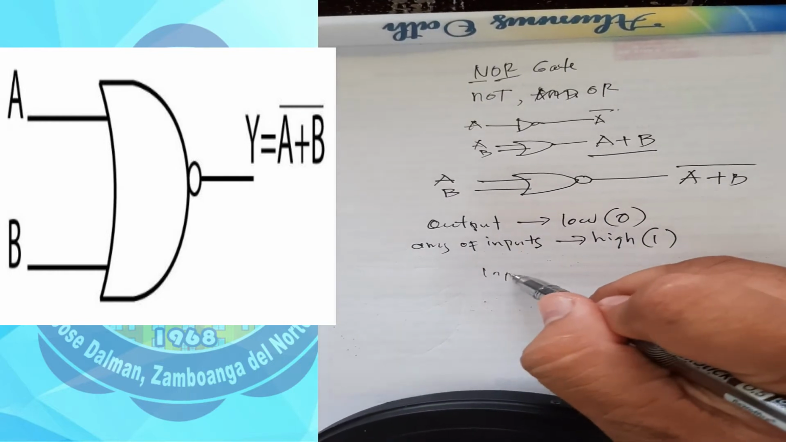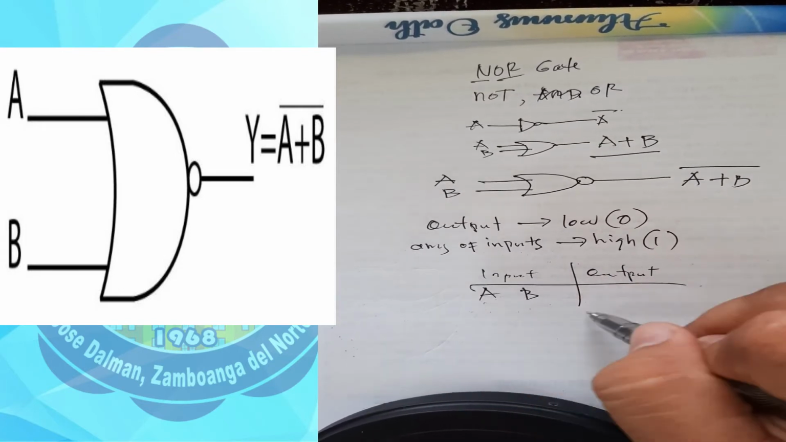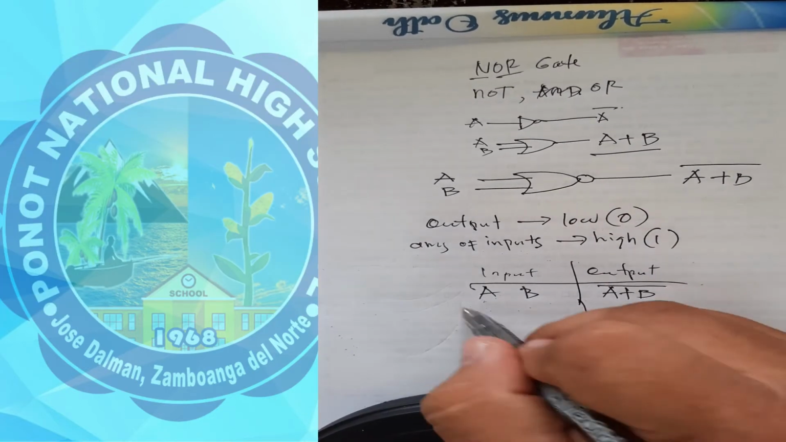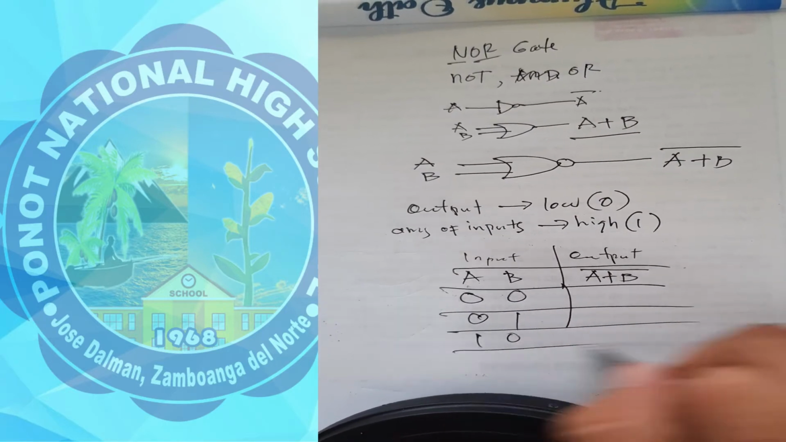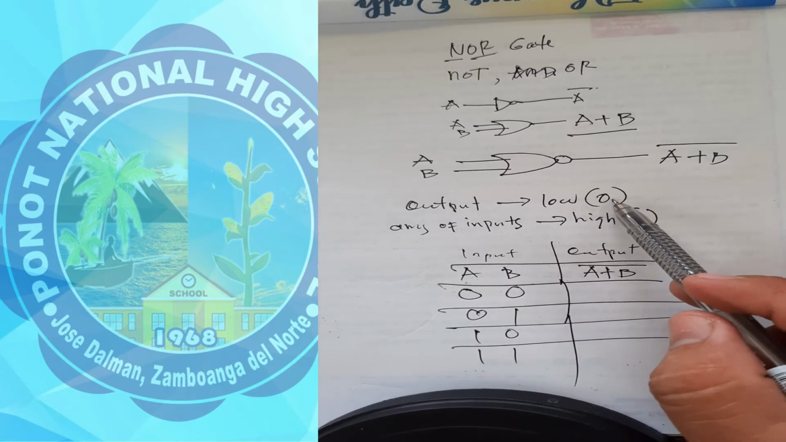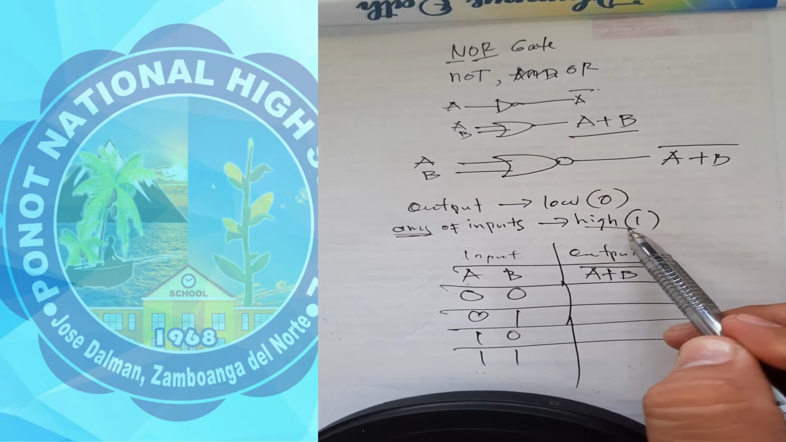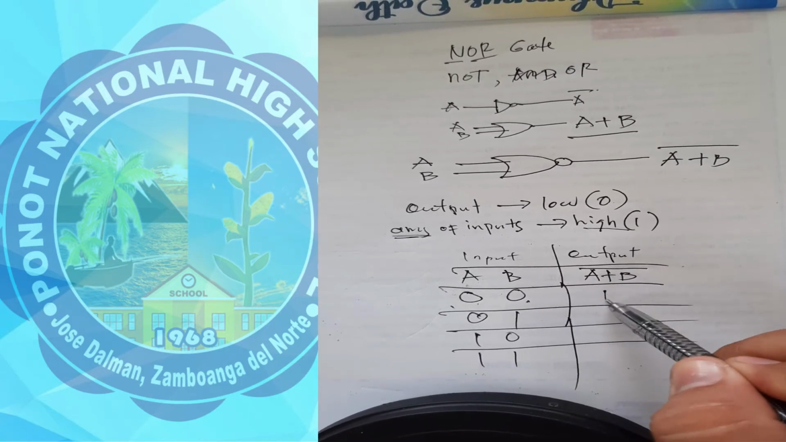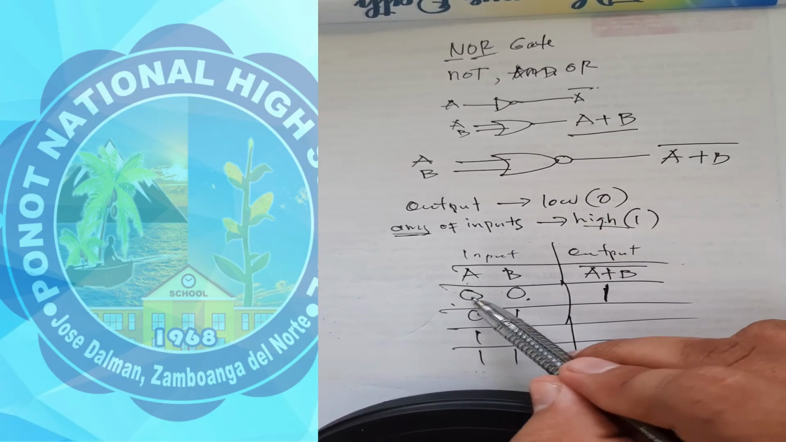So, truth table: input, output. We have input A, input B, and the output A plus B bar. Possible combinations: 0, 0, 0, 1, 1, 0, 1, 1. Sabi dito, magbibigay siya ng output na 0 kung kahit isa sa mga input ay high or 1. Dito ba may input na high? Wala. So therefore the answer here is logic 1. Saka lamang siya magsi-0 kung mayroong 1.